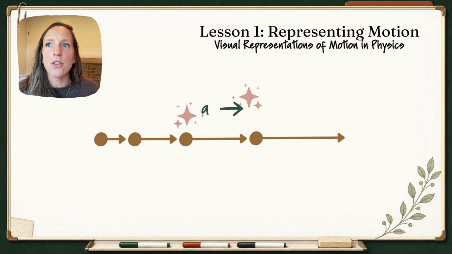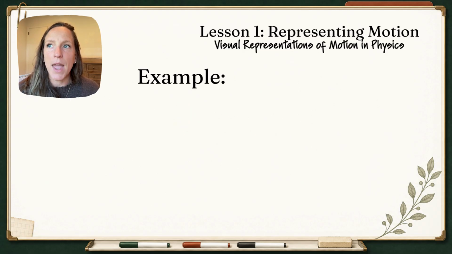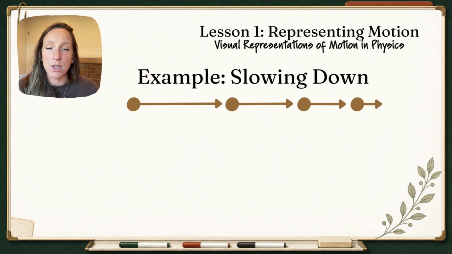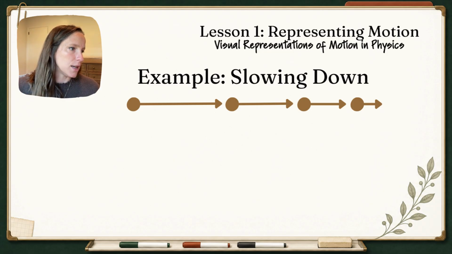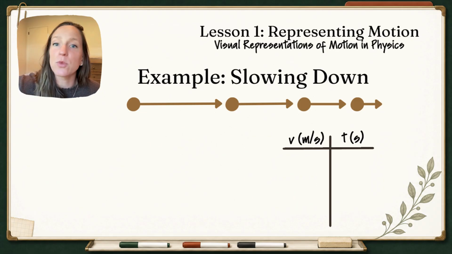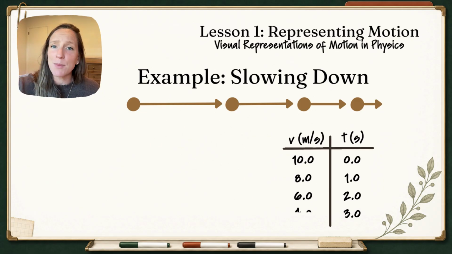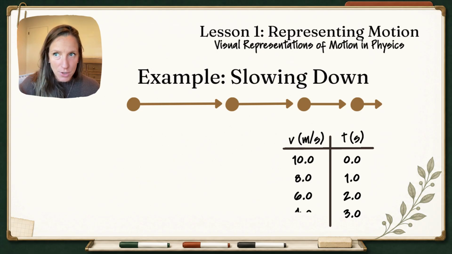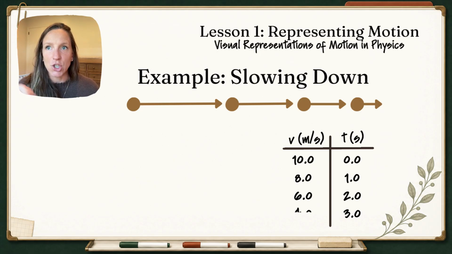Let's look at another example where we have an object that is slowing down. In this diagram, you see the velocity vectors or the displacement vectors are getting shorter over time. So that indicates decreasing velocity. And again, let's put some numbers to this. Let's say we'll just go in the opposite direction. We start at 10 meters per second, then 8 meters per second, then 6 and 4, and so forth.